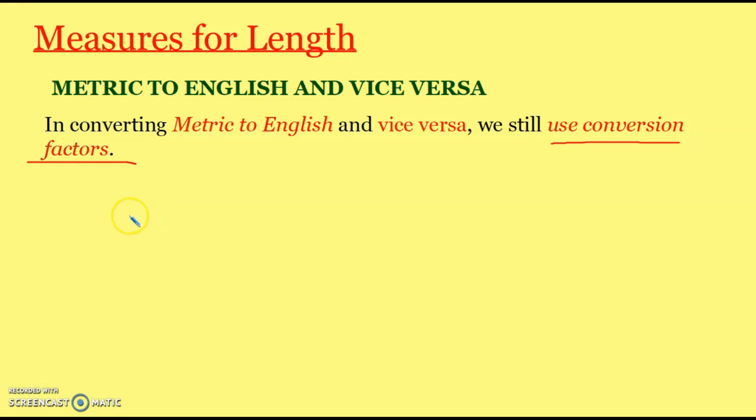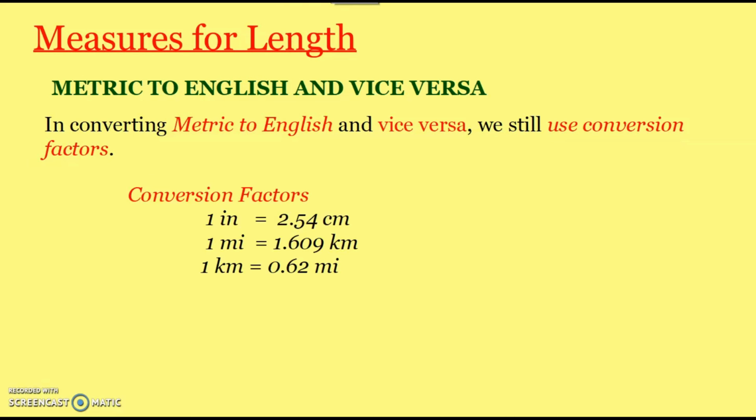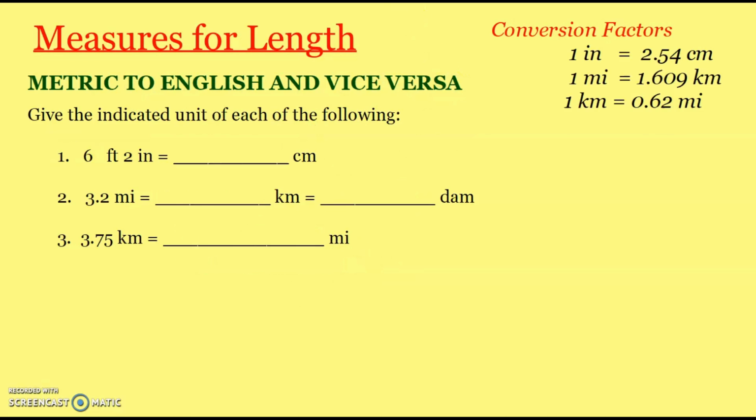So in the English system, we had 3 conversion factors used. So this time, we have 3 more. That 1 inch is equivalent to 2.54 centimeters and 1 mile equals 1.609 kilometers, and last would be 1 kilometer equals 0.62 of a mile. So we'll be using this one. Let's have the conversion now.